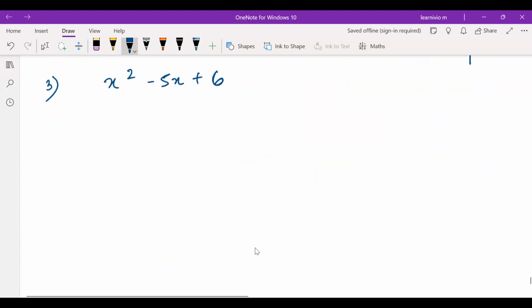Please do the next one, this one. Always you have to multiply A and C. Even if your A is 1, even if your C is 1, that is fine. But always you have to multiply A and C.